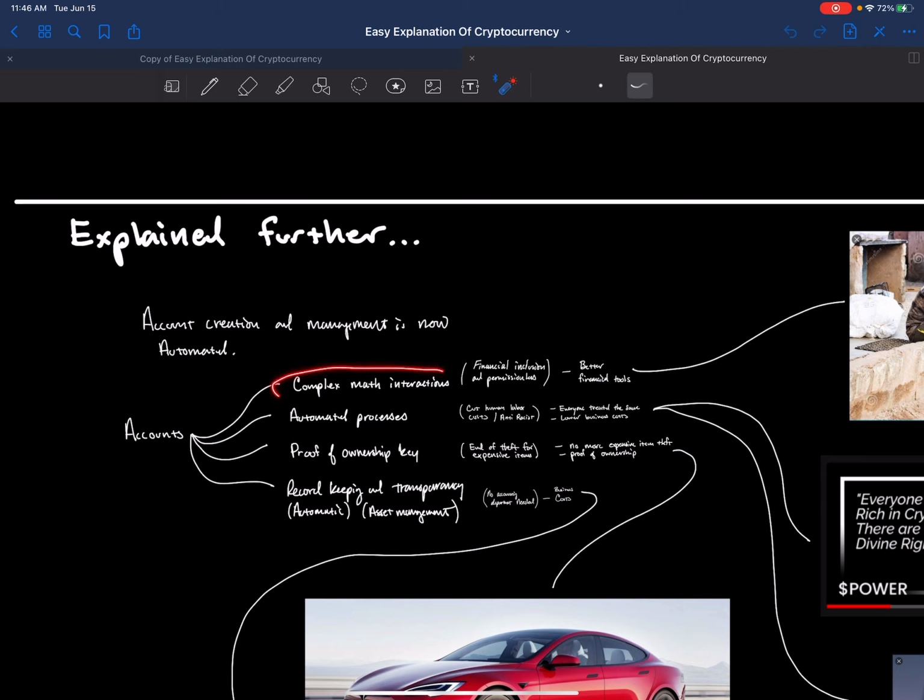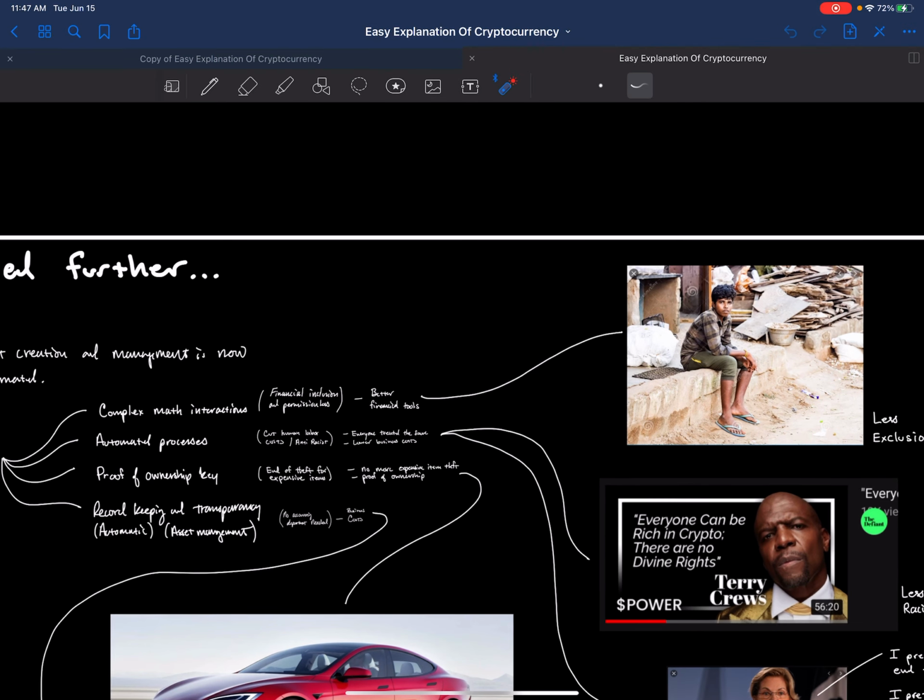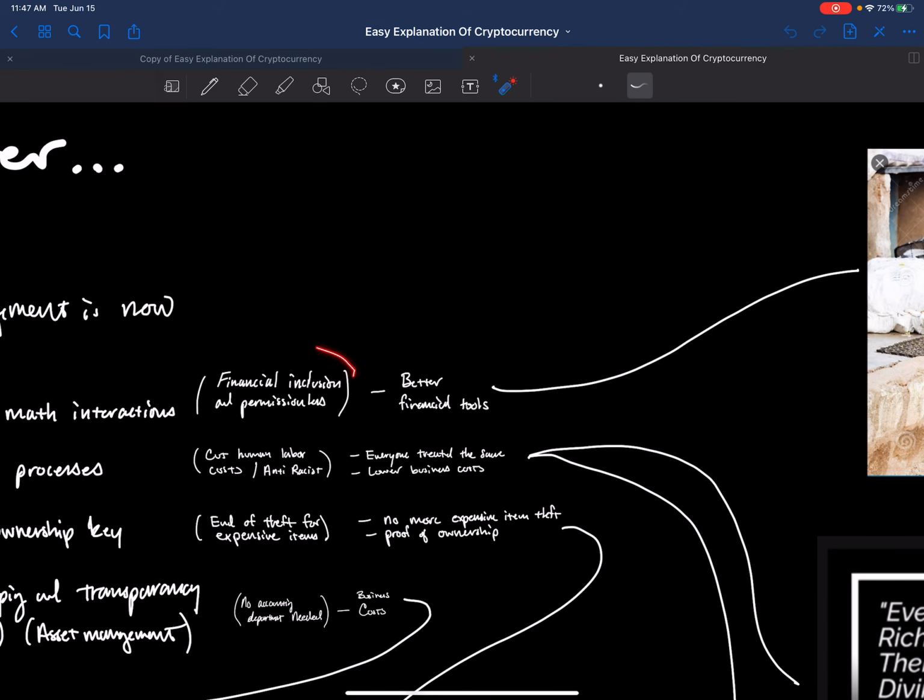Well, you can do complex math interactions. You could do automated processes. You can do proof of ownership, keys, etc. You can do record keeping and transparency. So you can do all this account management. So this is going to be a big one when I get into that. Okay. So with complex math interactions, you can have financial inclusion and permissionless access.